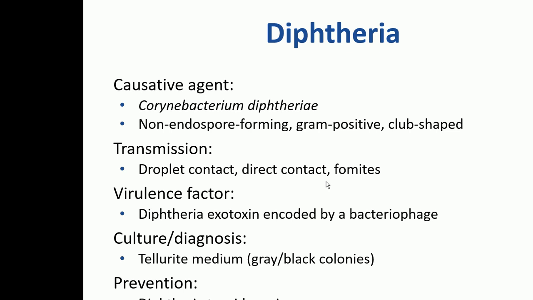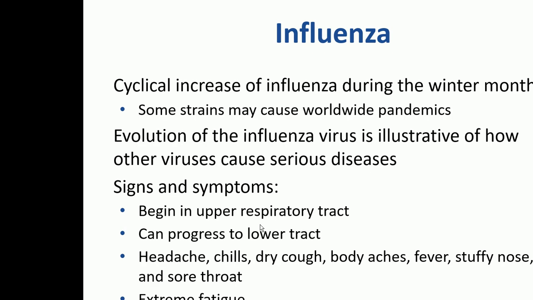And this bacteria can be cultured on a medium called tellurite medium, and this bacteria forms gray and black colonies. And the prevention is by diphtheria toxoid vaccine. Next is influenza. This is the virus which infects us every season, which we also call a flu virus.